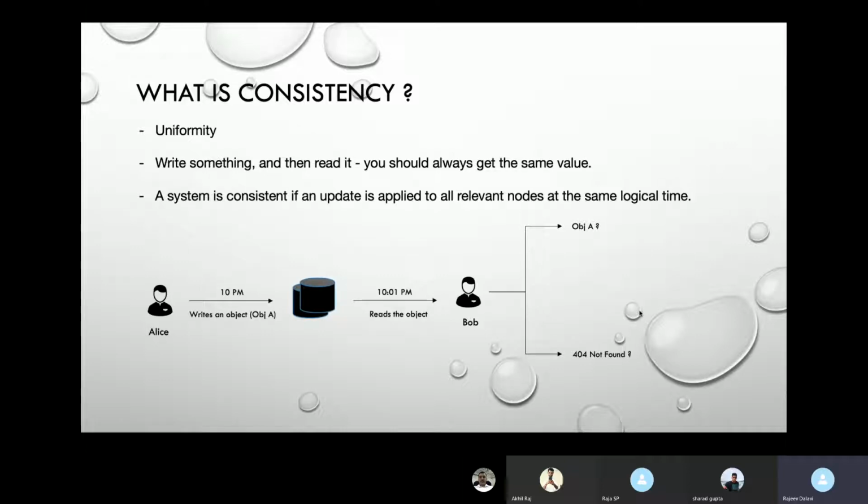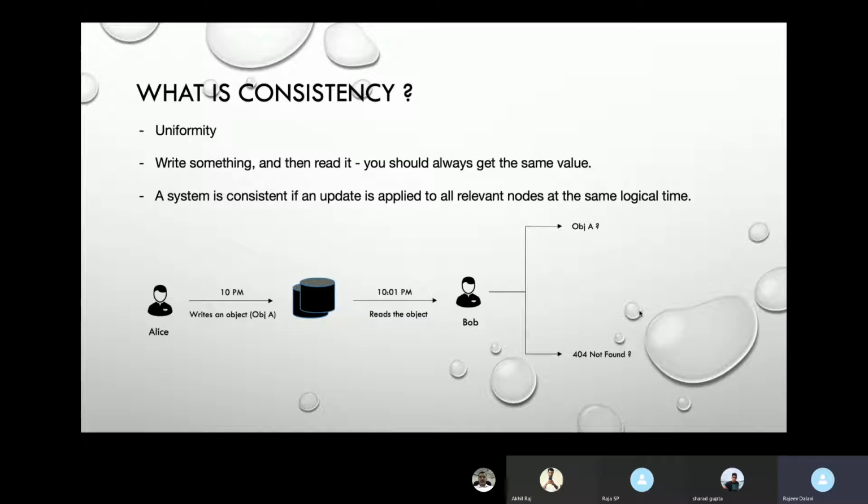So, in layman's terms, consistency means uniformity, right? If you write something into your database and you read it, you should always get the same value. You should always get the latest value that you have written. So that is what we mean by consistency, right?